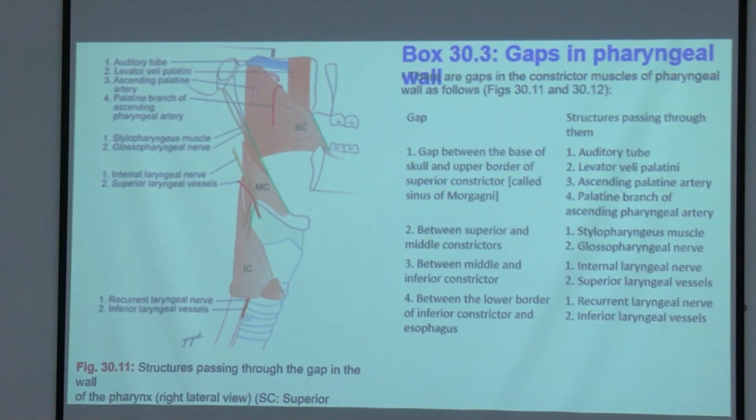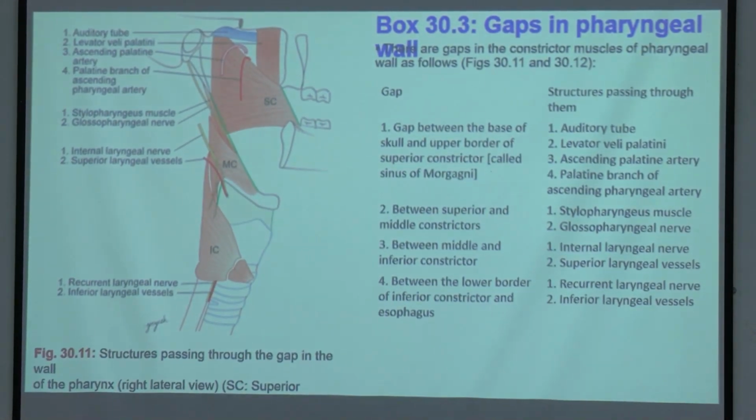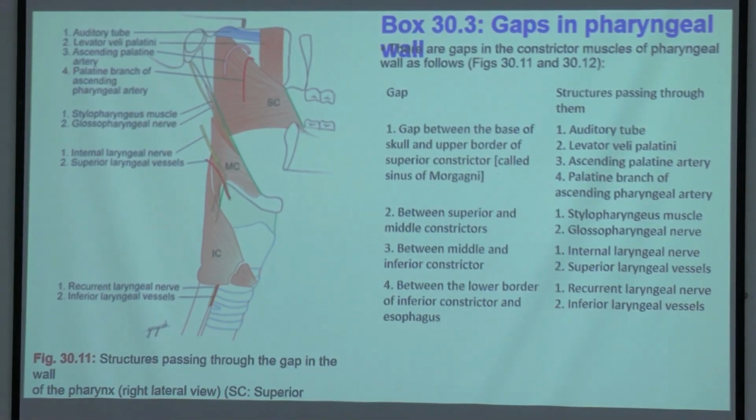We can see whether internal laryngeal or recurrent laryngeal, these are all the pharyngeal branches of the vagus. We can find this internal laryngeal, we can get the external laryngeal, actually coming from the superior laryngeal, and they are coming from the vagus nerve.